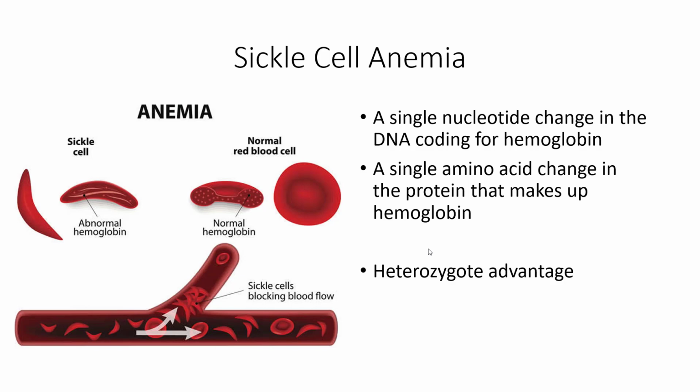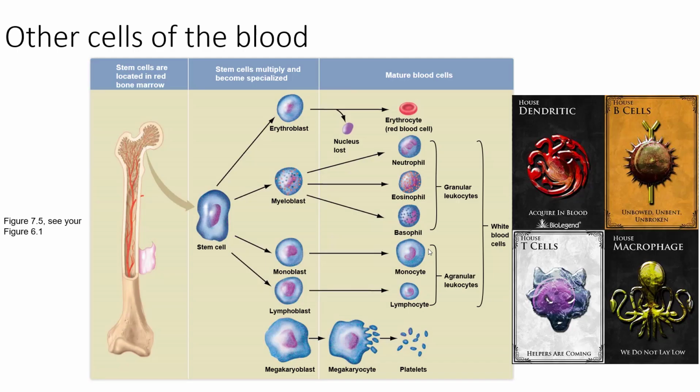We will cover heterozygosis later on in another lecture. Right now, let's look at the other cells. So we see stem cells in the red bone marrow. These stem cells can form erythroblasts through differentiation. They just turn into different cells when they divide. Those will lose their nucleus, fill up on hemoglobin, and be erythrocytes, red blood cells.